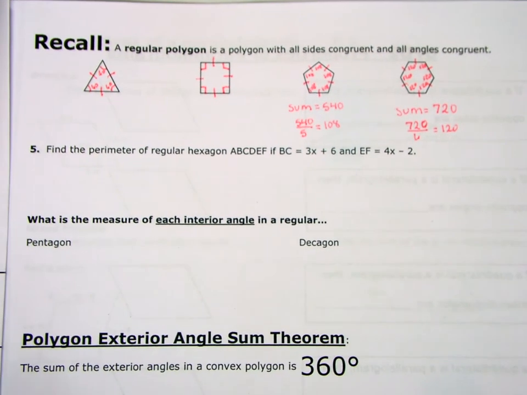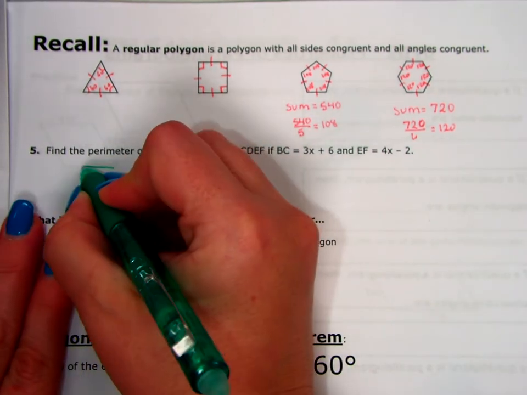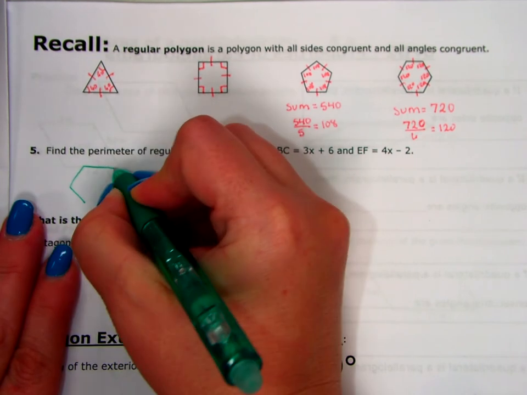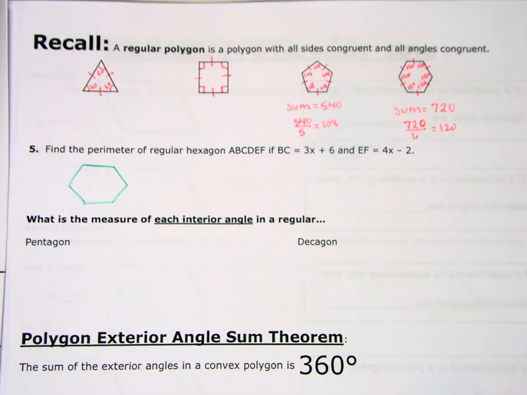Look at number 5. Find the perimeter of a regular hexagon ABCDEF if the distance from B to C is 3x plus 6 and the distance from E to F is 4x minus 2. So the first thing I'm going to do is draw my hexagon. Draw a horizontal bar and a less than and a greater than and pretend it's regular. Mine's a little squished, but pretend it's regular.